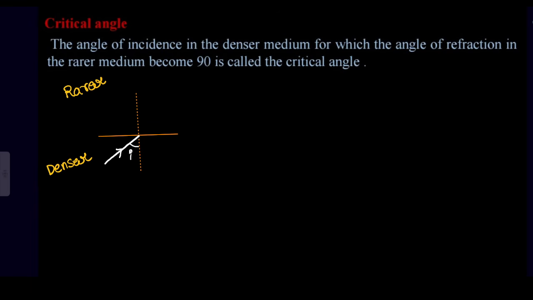Tell me what happens when the light ray moves from denser to rarer. In which direction will the light ray bend? Towards the normal or away from the normal? Away from the normal. So this means this light ray will bend like this. Now this is the angle of refraction.